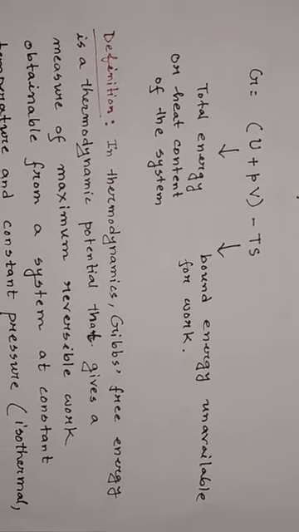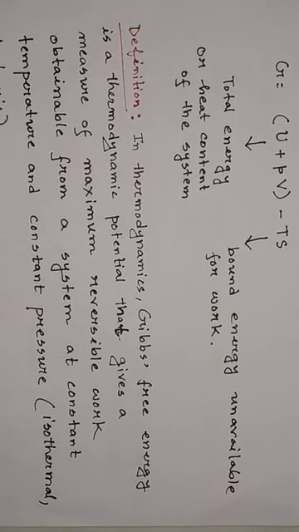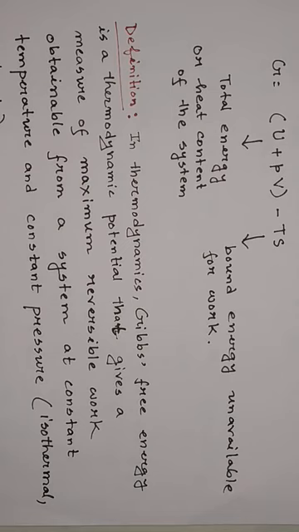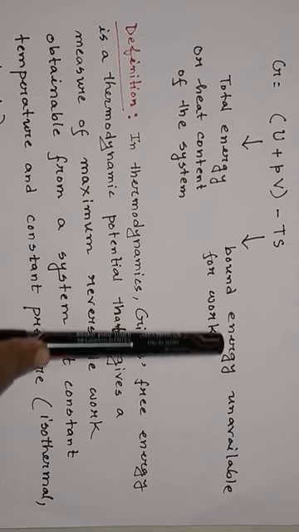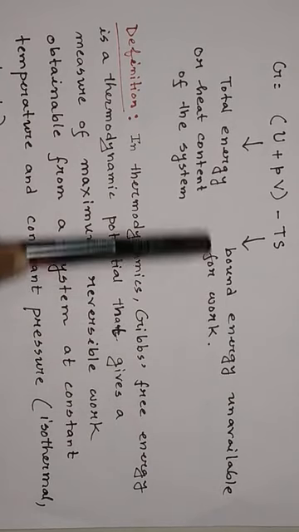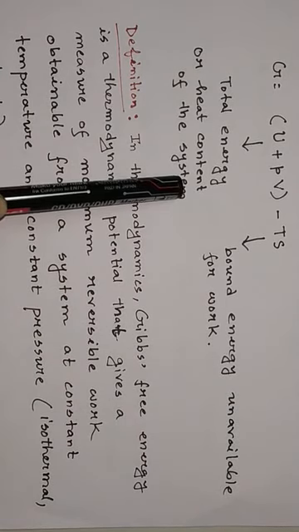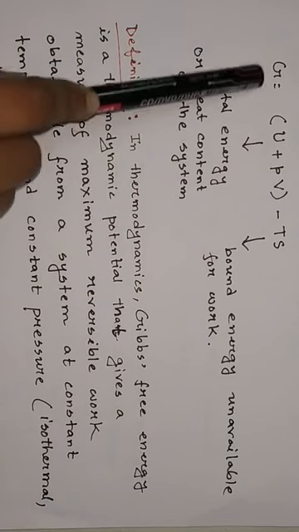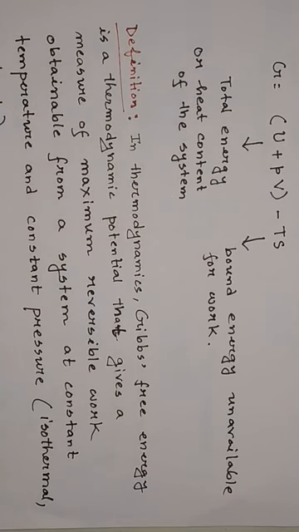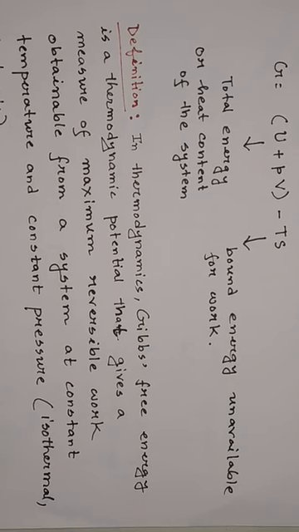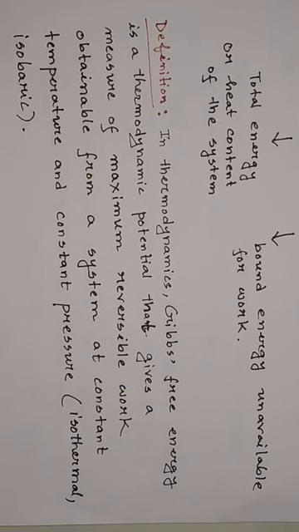Okay, so now we'll give the definition of this Gibbs free energy. Remember that if we subtract this bound energy which is unavailable for work from the total heat content of the system, the rest of the energy is a measure of G and is available for useful work. That will be the maximum amount of energy that can be converted to work. So thus we can define Gibbs free energy in the following way.